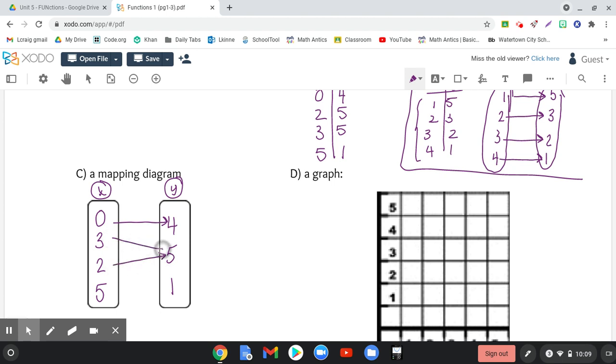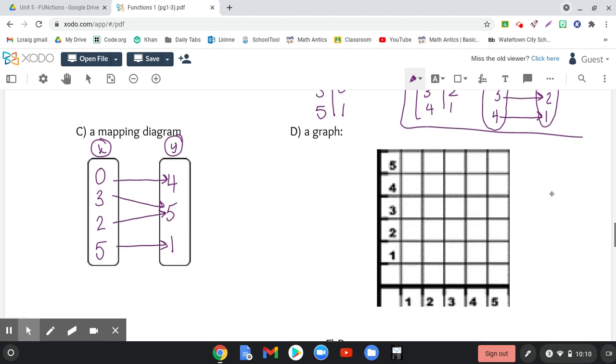3 goes to 5. And 5 goes to 1. There's a mapping diagram. If you wanted to graph those points, 0, 4. 4 is in the Y's position there, so it's going to be on the Y axis. So if you're not sure where it goes, it'll be right there. 3 goes to 5, so find 3 on the X, up to 5.